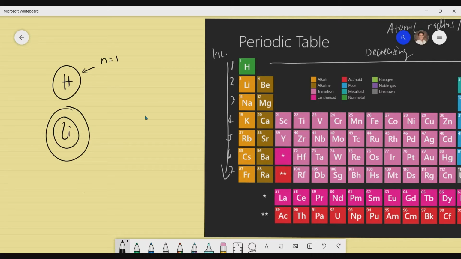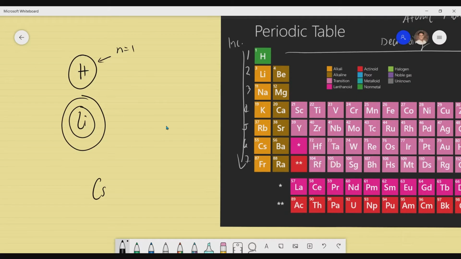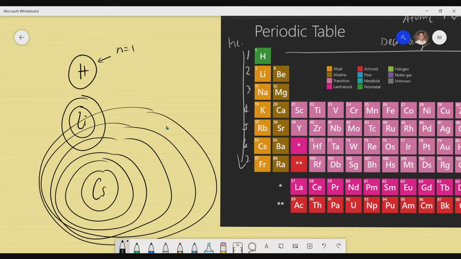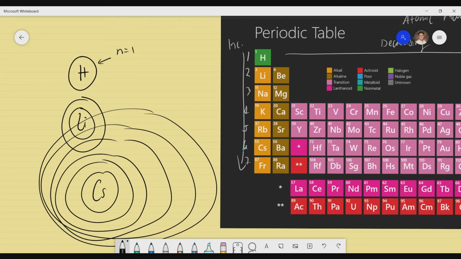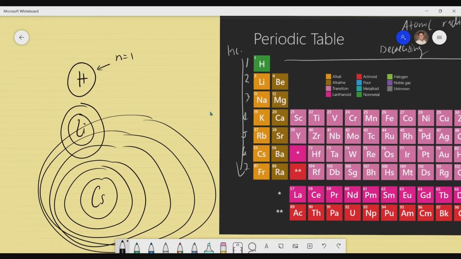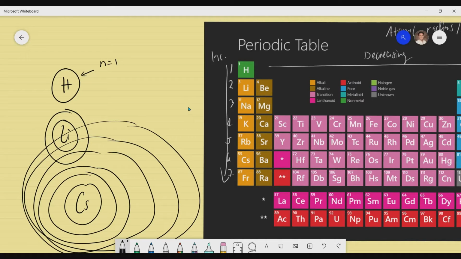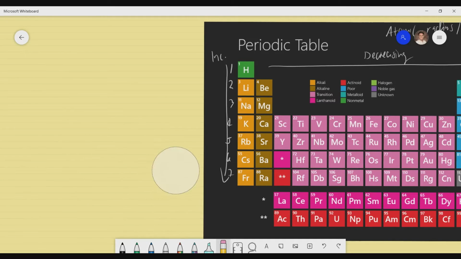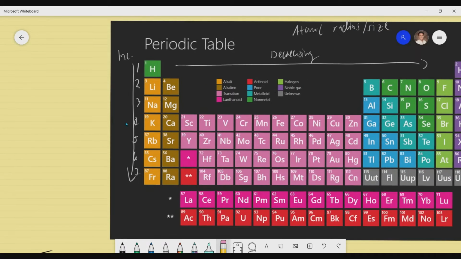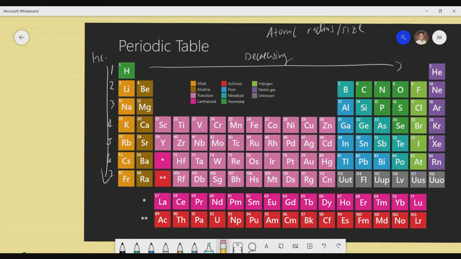Now what if we have cesium? Cesium, or Cs, is found in period number 6. So we can draw it as 1, 2, 3, 4, 5, 6. So I think you get the idea. The more energy levels or the higher the period where the element is found, the atomic radius or size is increasing. Dahil nga po, padagdag ng padagdag yung kanilang energy level. So, the atomic radius or size is increasing, and in return, from left to right, the atomic radius is decreasing.